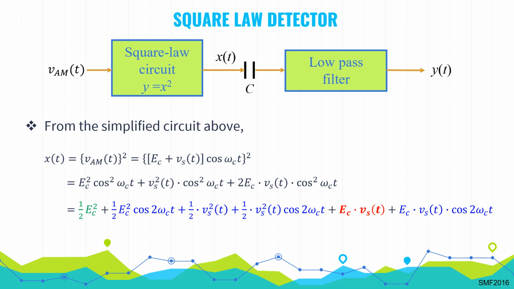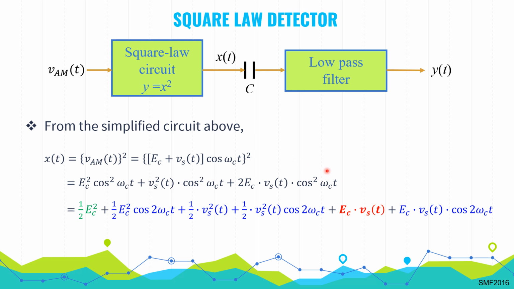Let's analyze the operation of the square law detector. The input to the square law device is the AM signal, V_AM of t equals (E_C plus V_S of t) multiplied by cosine of omega_C t. The output of the square law device is x of t equals V_AM of t squared, which is equal to (E_C plus V_S of t) multiplied by cosine of omega_C t, all squared.